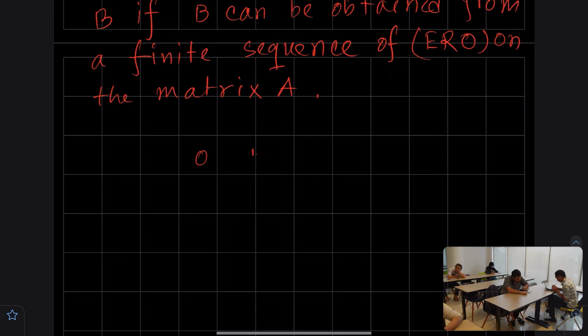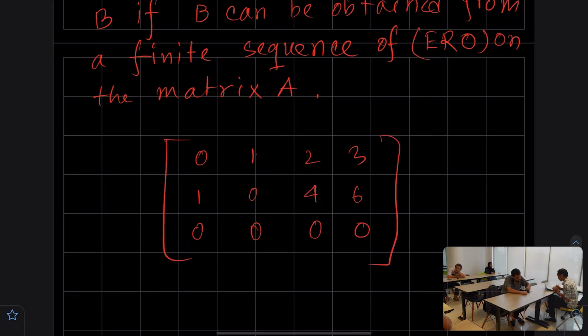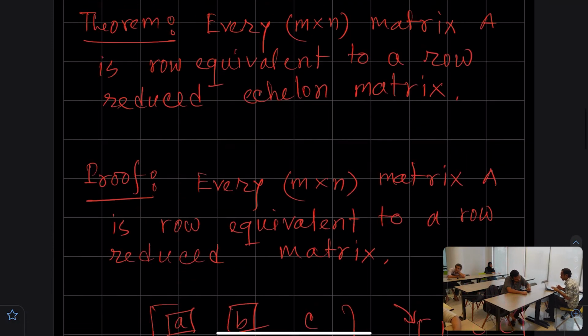0, 1, 2, 3, and 1, 0, 4, 6, 0, 0, 0, 0. So is it a row reduced echelon matrix? It is not. Why? Because this is column 1 and this is column 2, but this is not satisfying the third condition, right?